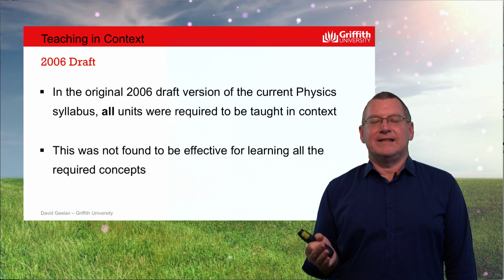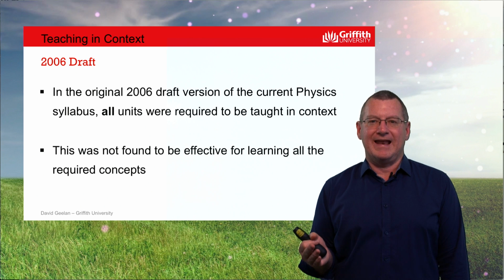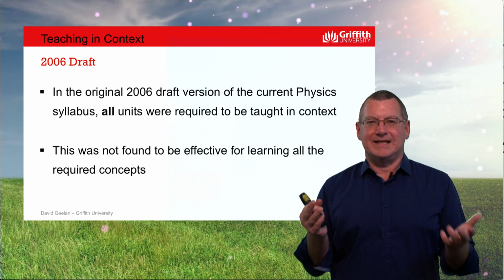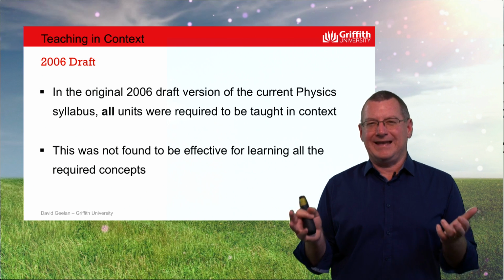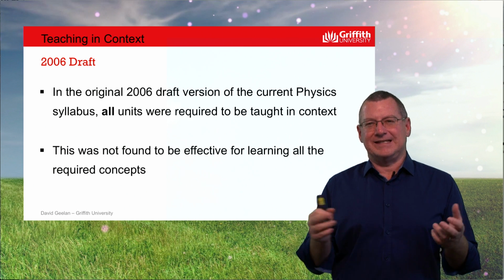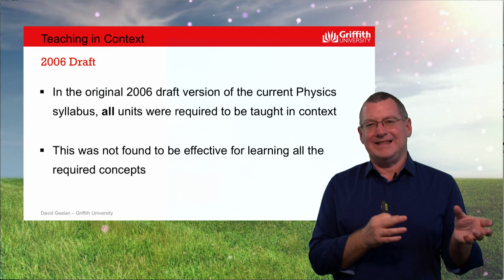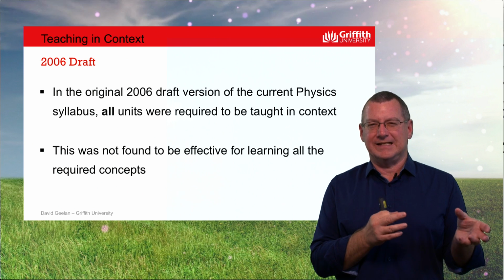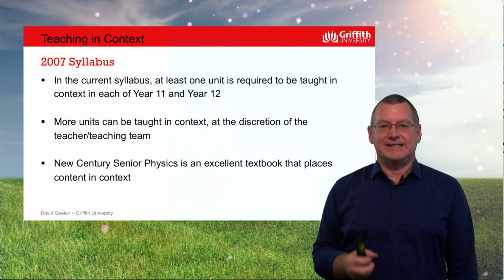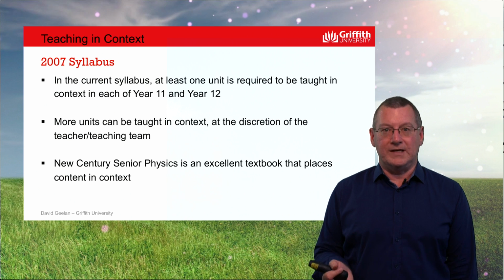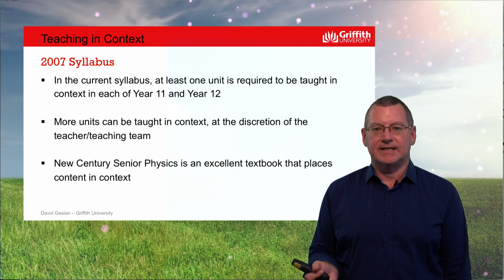So in the end, that approach of teaching everything in context was discarded. It turned out that to fit the content into the context, you needed too big a hammer. You needed to really distort it and make it inauthentic and fake, to say, well, we're kind of studying this content in this context, but really it's a bit of a stretch. So the current syllabus instead says one unit in year 11 and one unit in year 12 must be taught in context.